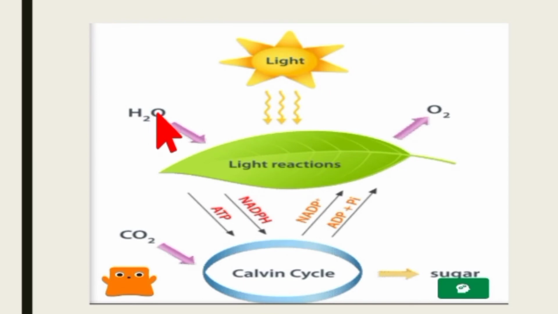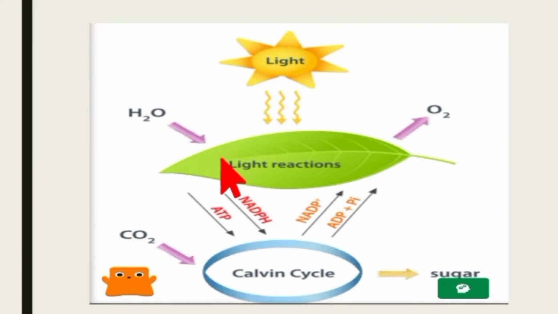Photolysis occurs. Photolysis means that water breaks down in the presence of light, and as a result, hydrogen and oxygen are released. So oxygen produced during light reaction is released outside in the atmosphere, while hydrogen is utilized in the dark reaction.